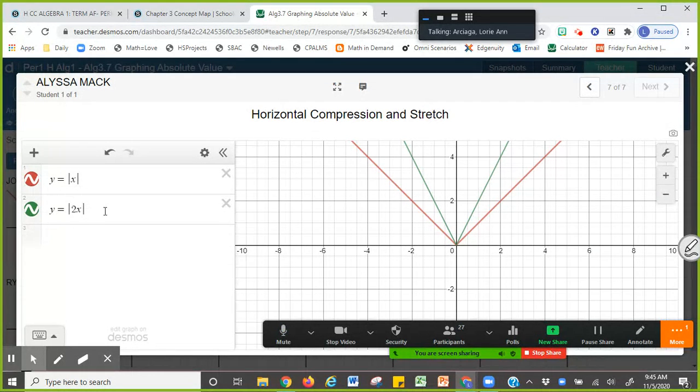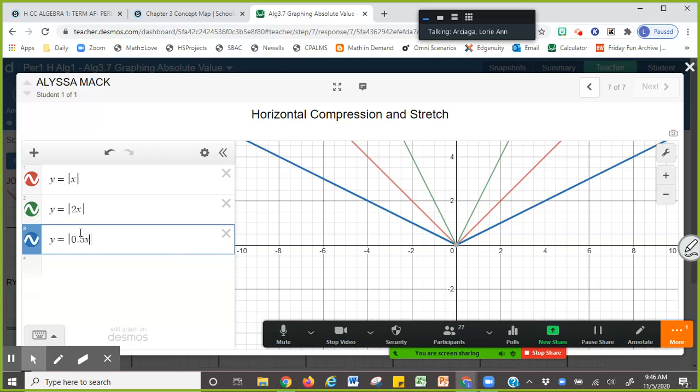All right. So this time, if you multiply it by 2, it didn't go closer to x. It did the opposite direction again. It went farther from x, right? So horizontally, that's actually a stretch away from x. Okay, if you make that, let's say, y equals the absolute value of 0.5x.